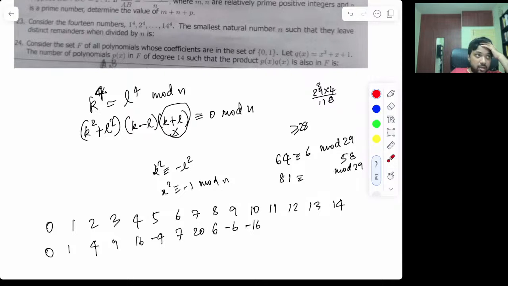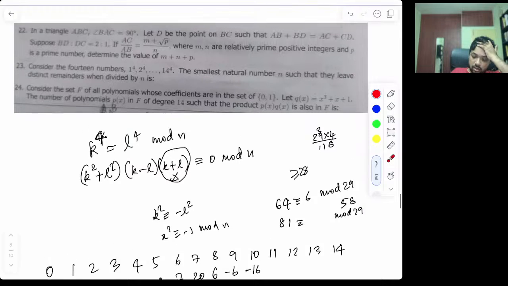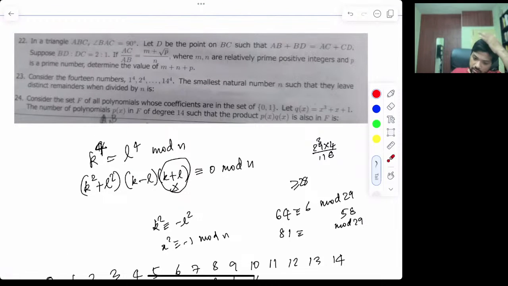How can there be a solution to this? This is actually tricky. How did you guys solve it? Just a minute.